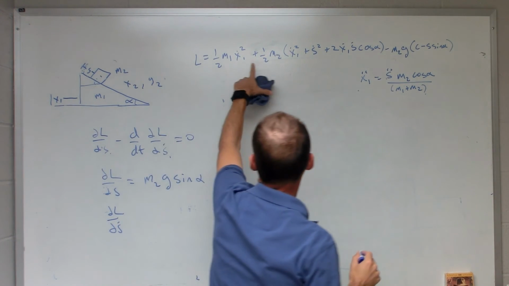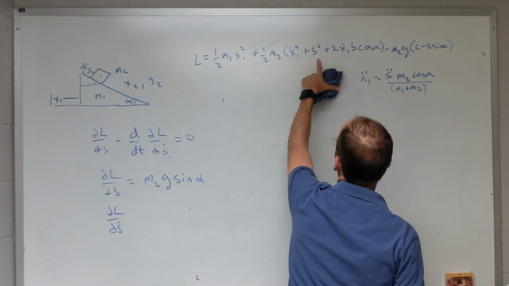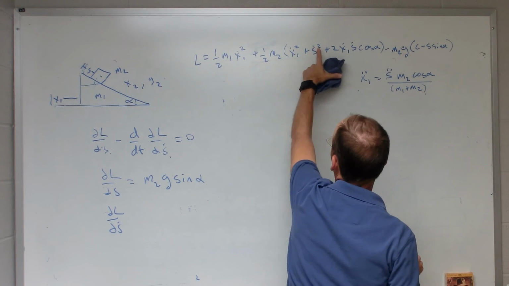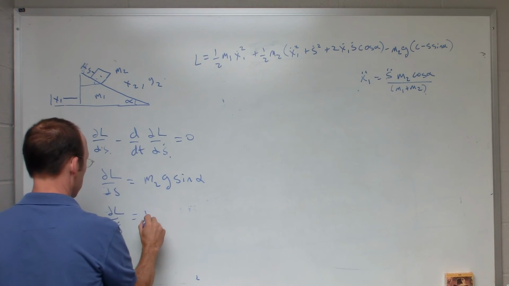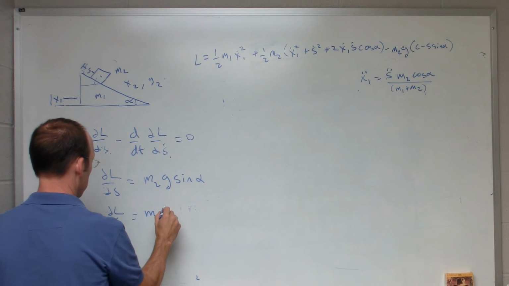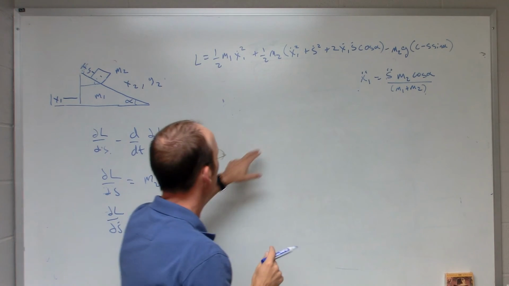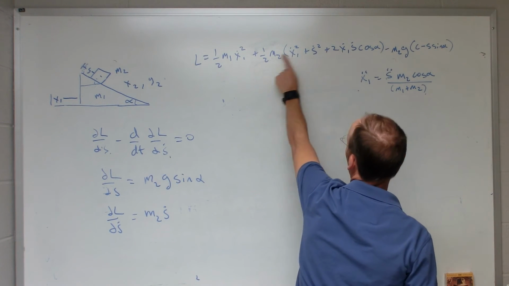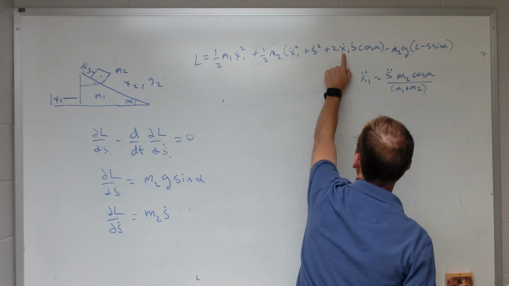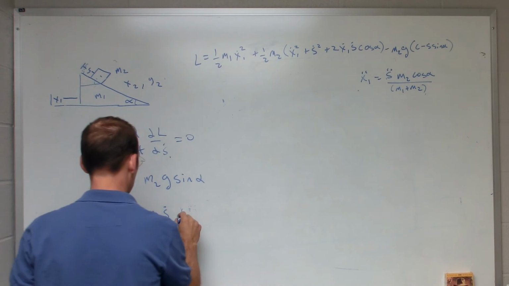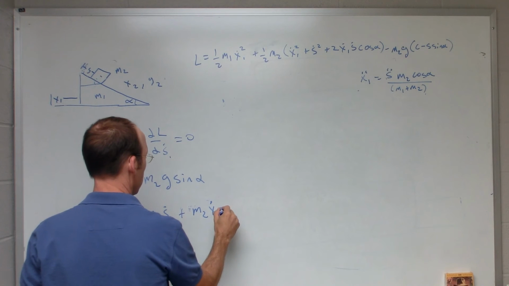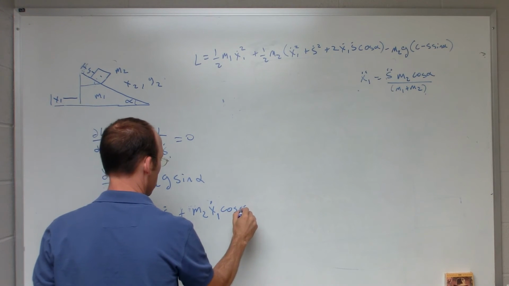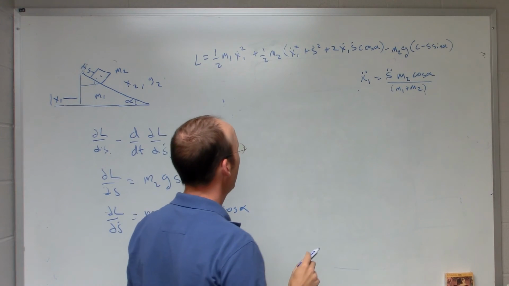Now let's do the partial of L with respect to s dot, so we can take the derivative. No s dot here. This one right here, I bring down the 2, I get m2 s dot. Here's another one, that 1/2 cancels with that 2. I get m2 x1 dot cosine alpha. And that's it.